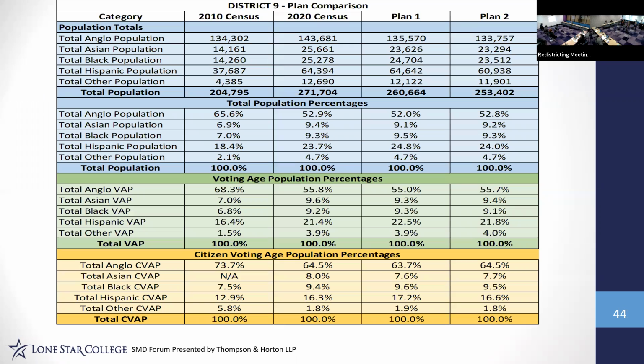So if we look at some comparisons, I think we can jump into these now, right? This gives you an opportunity to look at District 9 with the plans there. I think this is kind of nice. You can see that 271,000, we settled in at about 260,000 in Plan 1, 253,000 in Plan 2. So both within tolerance, pretty close to that 250,000 number. You can see some changes there, but really your voting age population stayed very similar in both of these plans. And the same with your citizen voting age population, things stayed really consistent in District 9.